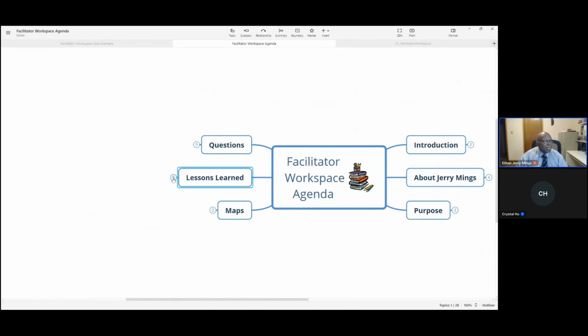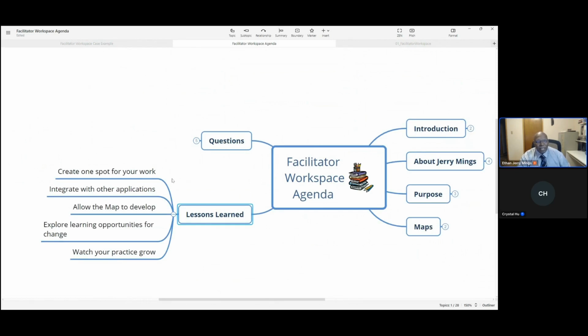People often ask me, what are the lessons I've learned from doing this? The first thing is using a mind map to create one spot for your work can save you a tremendous amount of time instead of having to look for different types of files, because you can link to the mind map Word files, Google Doc files, spreadsheets, PowerPoints, PDF files, and they're all in one place. Number two, you can export from this program. You can export Word files and different types of formats. So you have maybe parts of this map that you want to export and use in another document.